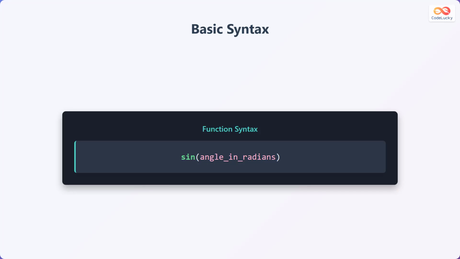The syntax for the sine function is straightforward and follows standard mathematical conventions. You write the word sine followed by an opening parenthesis, then your angle value in radians and a closing parenthesis. The parameter angle_in_radians represents the numeric field or literal value that contains the angle measurement. Remember that this input must be in radians, not degrees, for the function to work correctly. This syntax can be used within evaluation statements or anywhere mathematical expressions are accepted in Splunk.